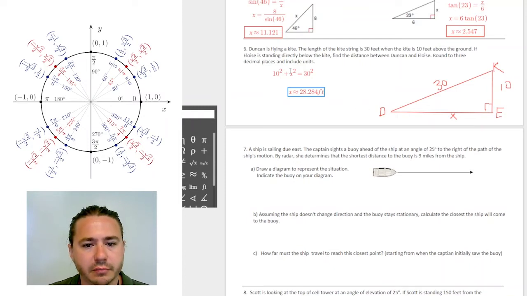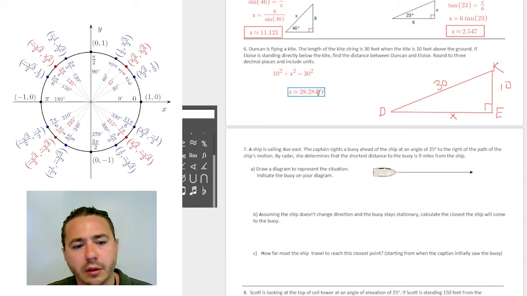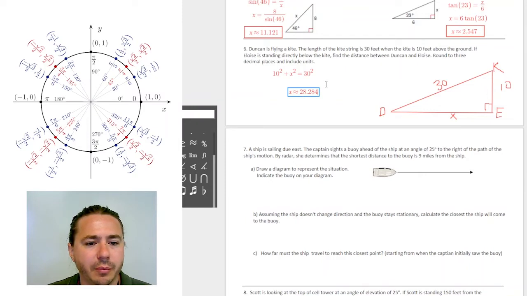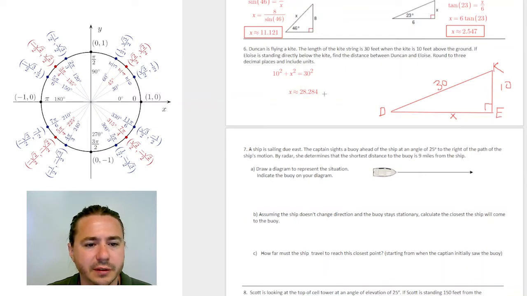I'll just abbreviate. I don't know why it doesn't let me do a space in there. It's kind of annoying. Oh well. You know what I can do? It's going to look a little sloppier, but at least there'll be a space there. I'm probably overthinking it, y'all. Okay, feet.